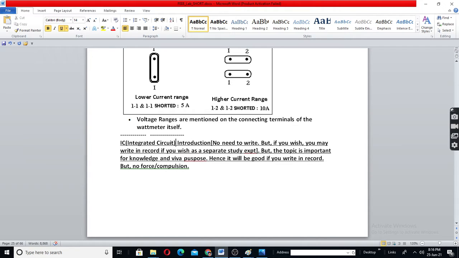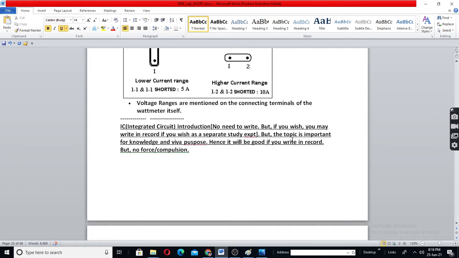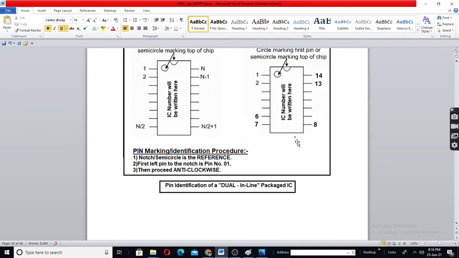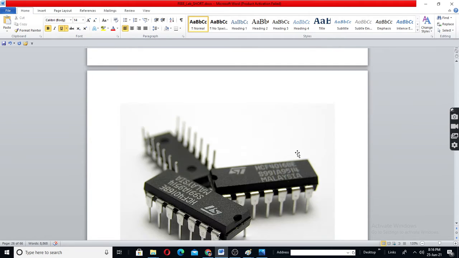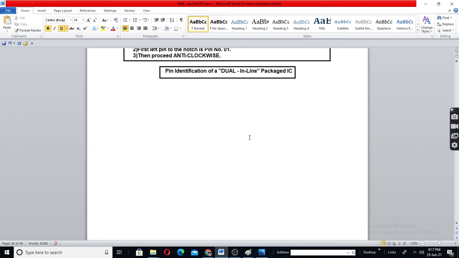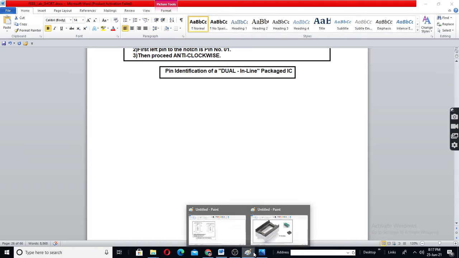It has diodes, transistors, capacitors, resistors, etc., all packaged, all integrated in a tiny package. Okay, like this. This is called an integrated circuit. This particular package is called a dual inline package.